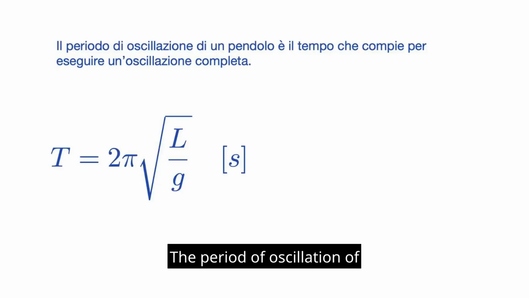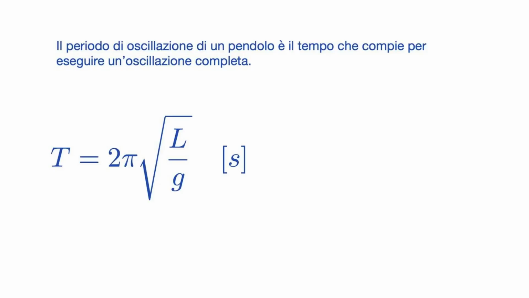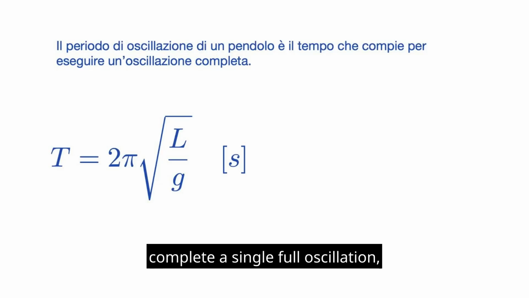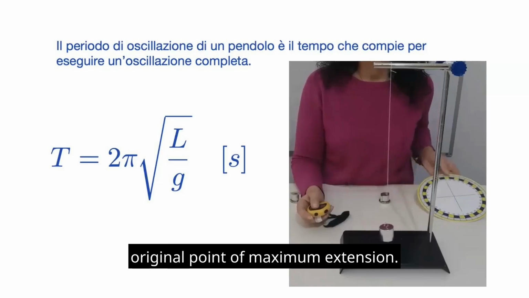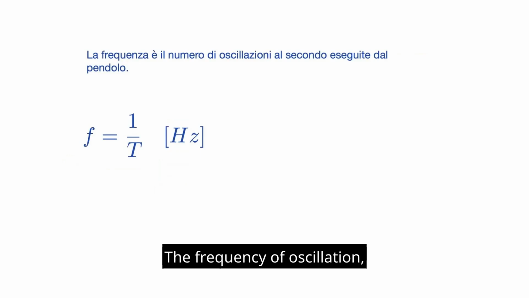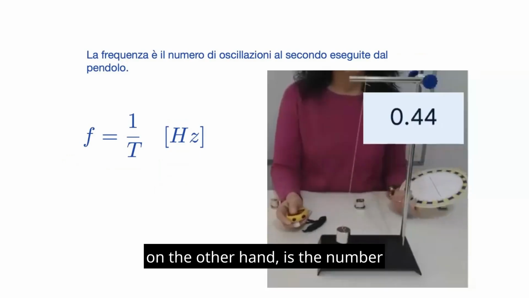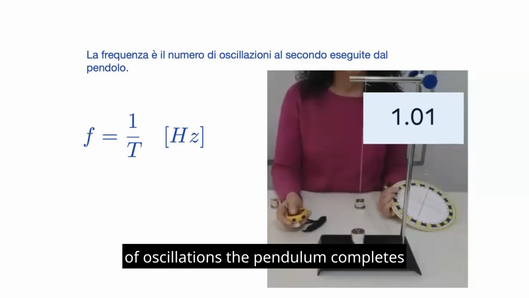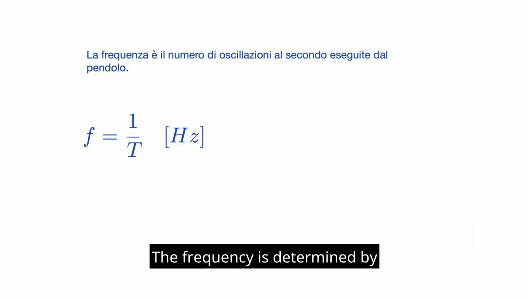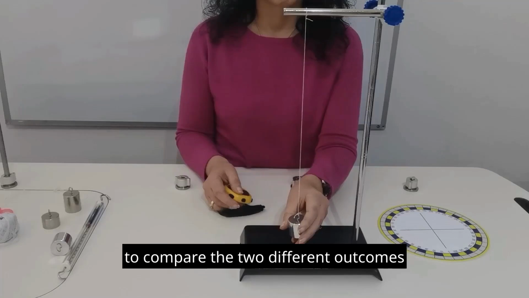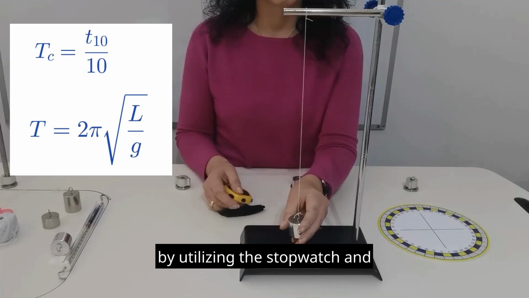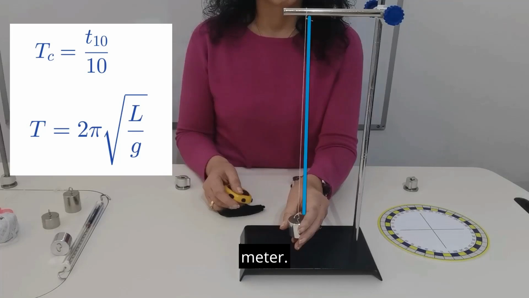The period of oscillation of a pendulum is precisely defined as the duration it requires to complete a single full oscillation, which is the time it takes for the pendulum to return to its original point of maximum extension. The frequency of oscillation, on the other hand, is the number of oscillations the pendulum completes in 1 second. The frequency is determined by calculating the reciprocal of the period. At this particular juncture, we have the capability to compare the two different outcomes of the period, the one computed by utilizing the stopwatch and the one derived by measuring the length of the string with the meter.